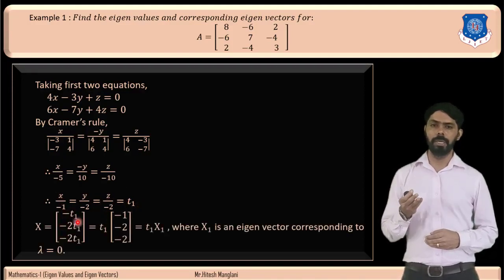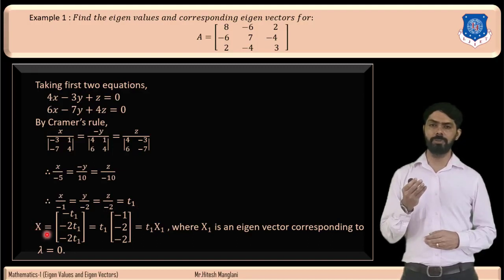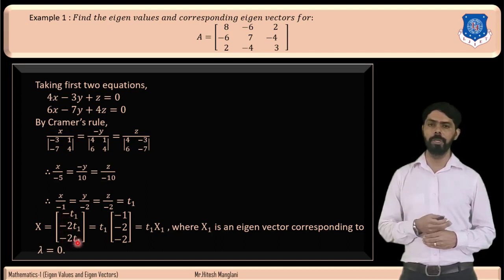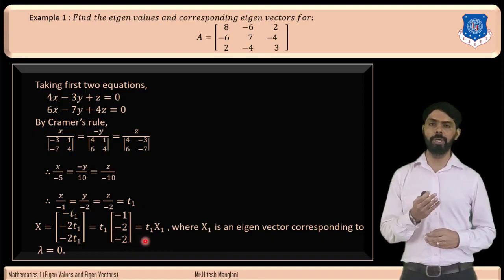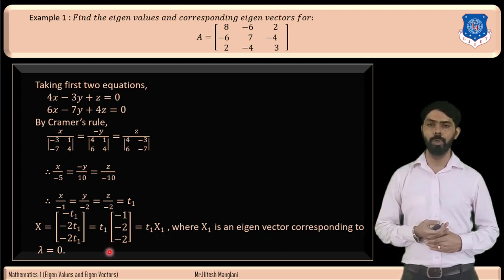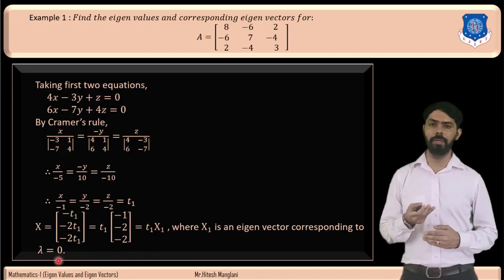So here capital X is equal to x, y, z. So here x will be minus t1, y will be minus 2t1, and z will be minus 2t1. Taking t1 common, it will be minus 1, minus 2, minus 2. So this can be written as t1 into capital X1, where capital X1 is an eigenvector corresponding to lambda equal to 0. So this is how we can find the eigenvector corresponding to an eigenvalue.